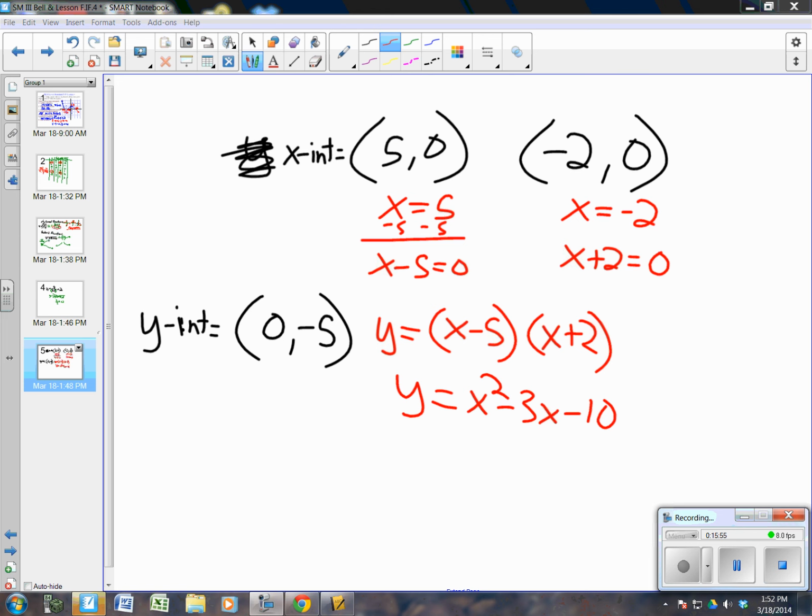If you're given x-intercepts, you find them. Now, problem is, what's the y-intercept of this problem right here, you guys? Say that again, Eli. -10. Because if you put 0 in for x right here, you would get -10. (0, -10). But I want a y-intercept of (0, -5).